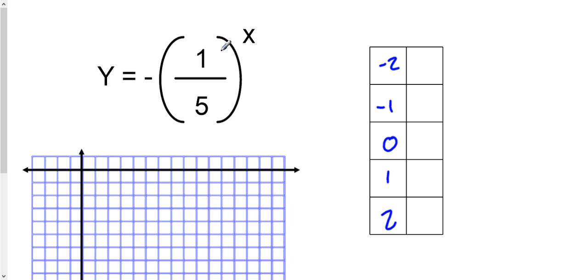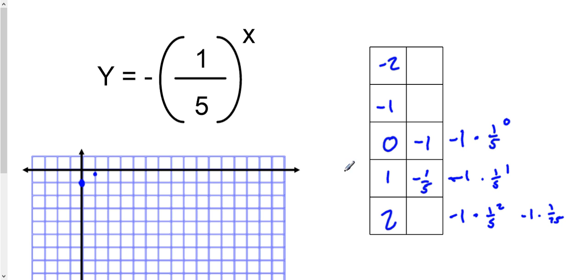Plug in 0. You've got to be careful. We have the negative 1 times 1/5 to the 0. That's negative 1. Negative 1 times 1/5 to the first is negative 1/5. Negative 1 times 1/5 to the second power gives us negative 1 times 1 over 25, so we get negative 1/25. Even closer. So on this side, it gets closer and closer and closer and closer and closer.